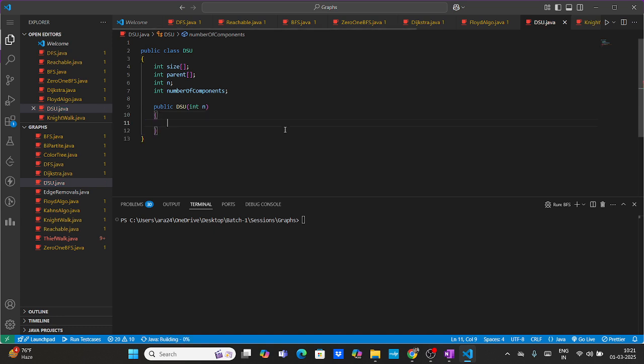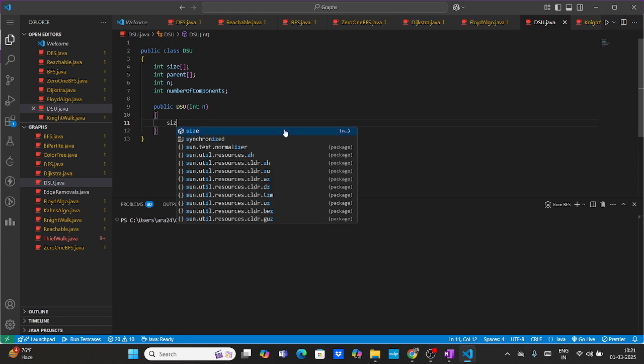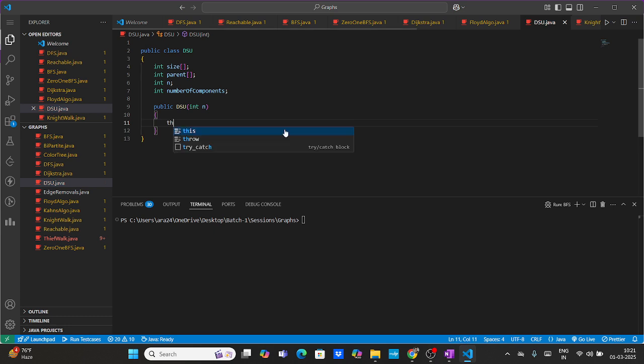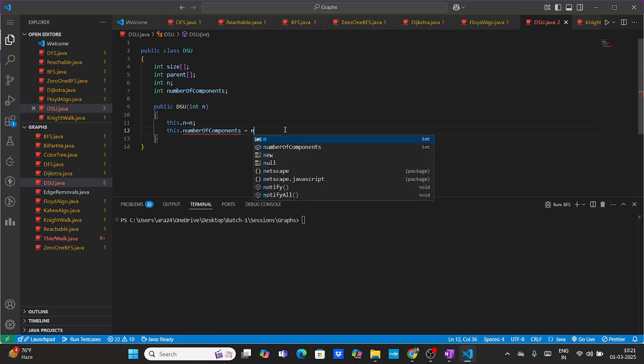Since initially all of the nodes are disconnected, what we will do is set this.n equals to n. Initially all of them are disconnected, so we have n components all together.